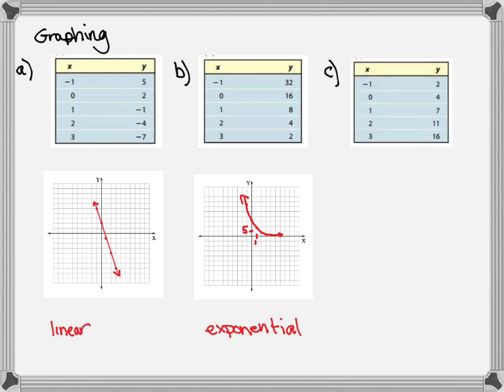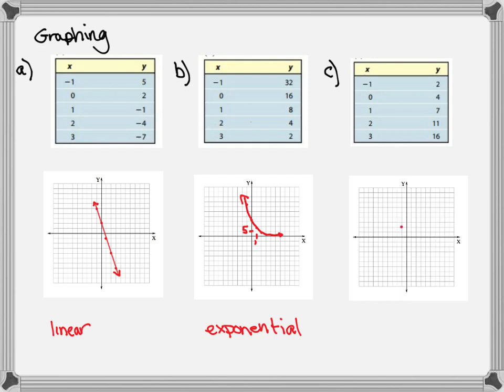And then our last table that we just looked at, if we plot these points, so negative 1, 2, 0, 4, 1, 7, 2, 11, 3, 16. Okay, it's not conclusive, but it looks like this could be part of a parabola. We did find that this had a constant second difference, which meant that this is a quadratic. But again, graphing will give us a feel for what model might be best, but it won't be conclusive.